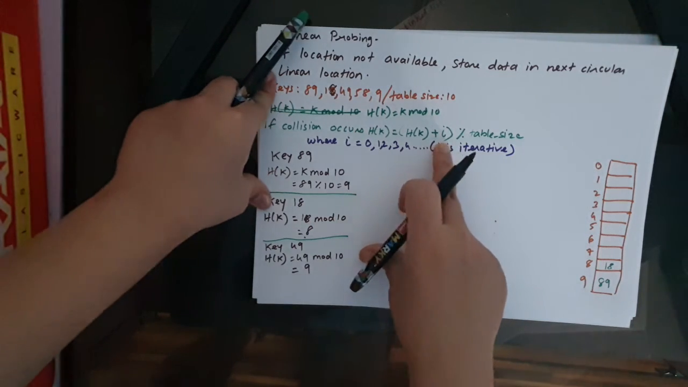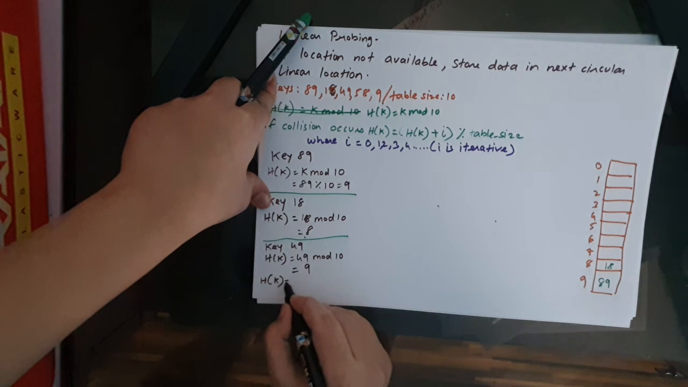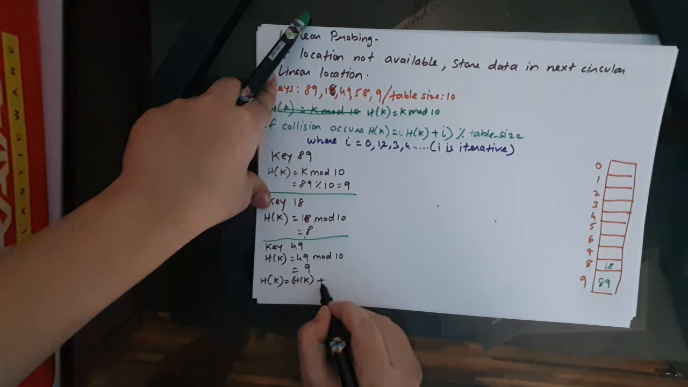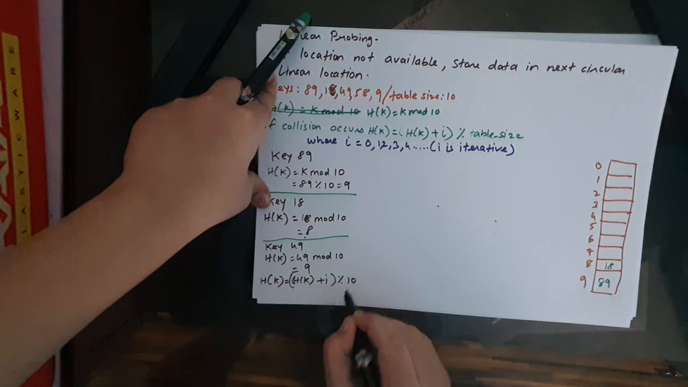So what does this function say basically? h(k) is equal to the existing h(k) plus i, modulus the table size, which is 10.